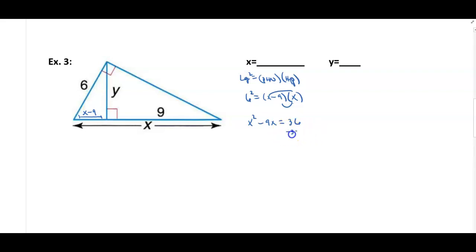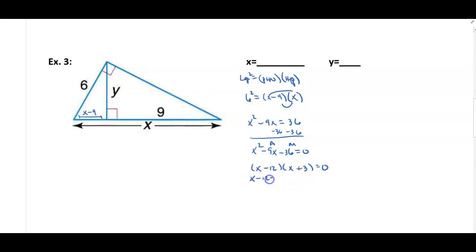So, first thing I do, set it equal to 0. x squared minus 9x minus 36 equals 0. Now, before I even move on, I'm going to see if this is factorable. Are there any numbers that multiply to give me negative 36 and add up to negative 9? The answer to that is negative 12 and positive 3. So I'm going to factor that to be x minus 12 times x plus 3.